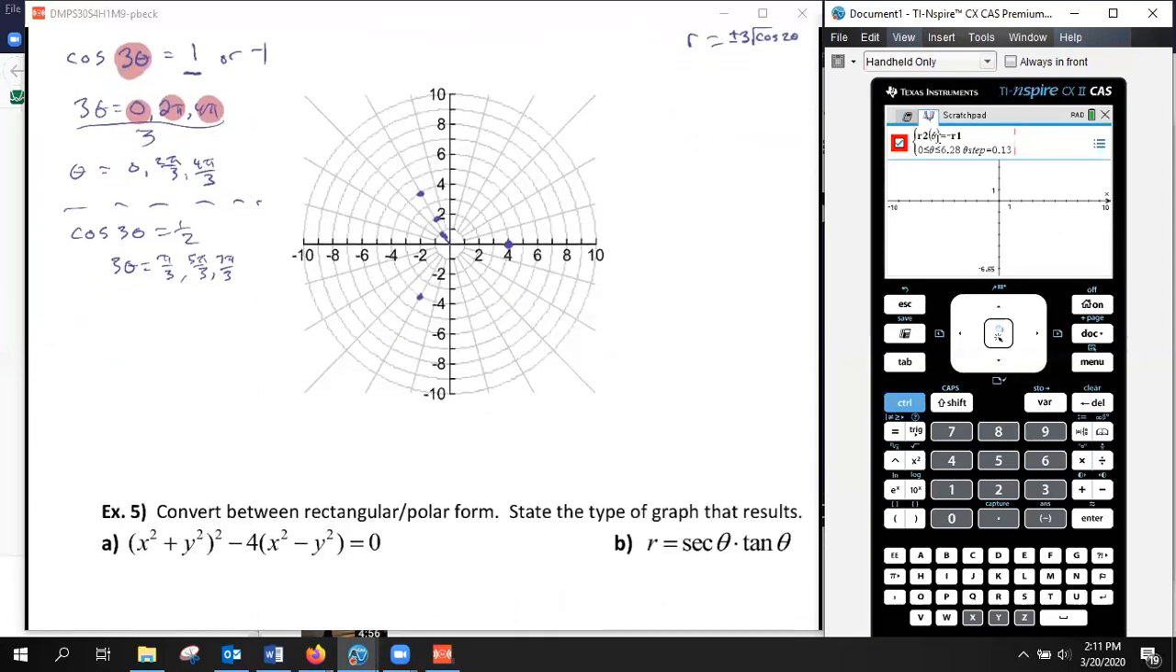And I know your teacher from last year loved having you plot points, and while that's valid, at some point we need to say, okay, we know what the general shape is. If we want to know where they intersect, that's going to be important too, just not at the moment. So this is 3 petals that occurred here.